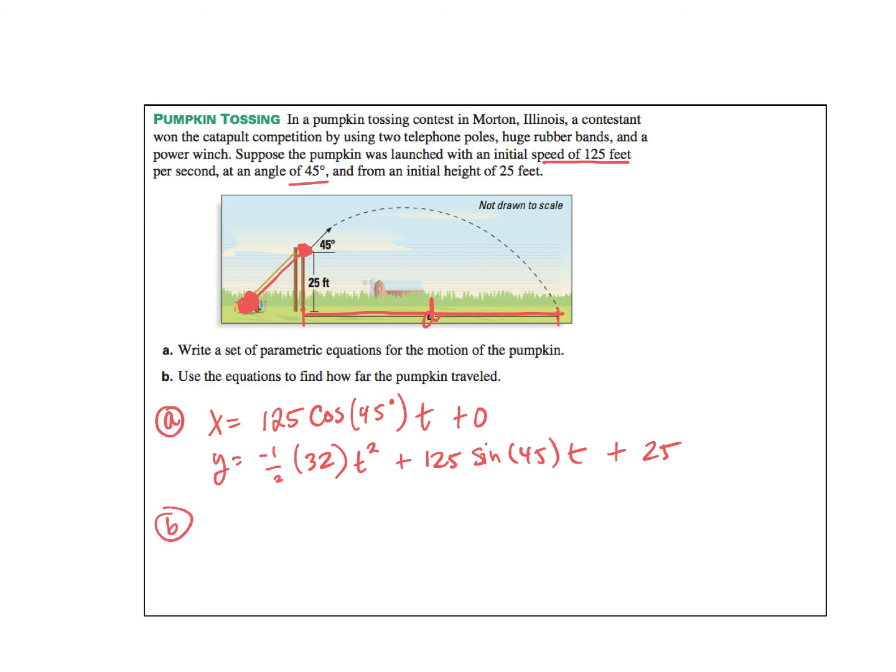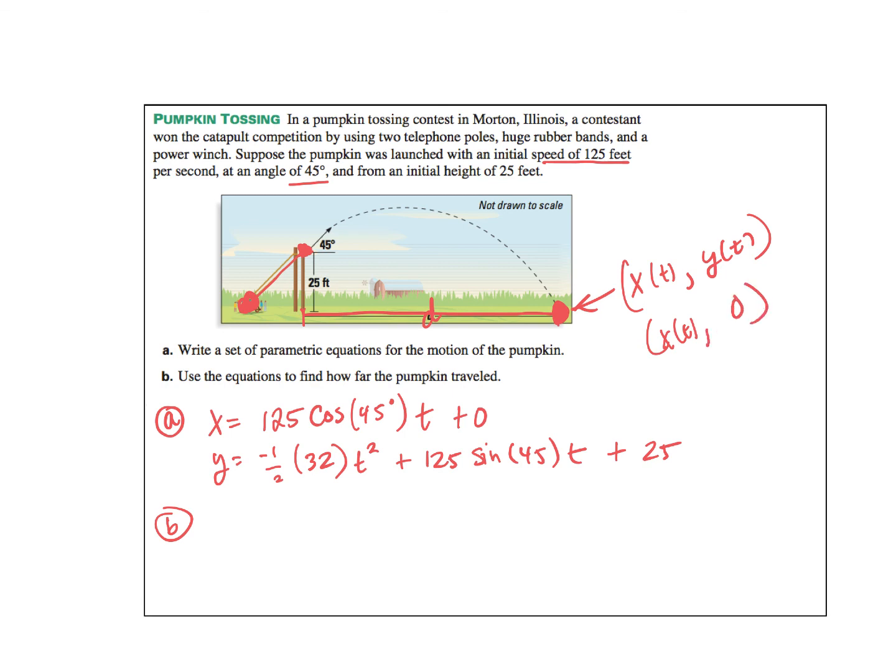Part B, use the equations to find how far the pumpkin traveled. What do you think? What question can we answer to get to that final answer? What's our thought process? How far does the pumpkin travel? Right here is where we need to get to, and that's going to be an x coordinate. X of t, comma, y of t. Is there a value that we know for that ordered pair right there? Yeah, good, Ellie. Y is 0 there.